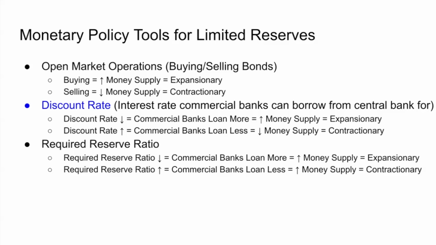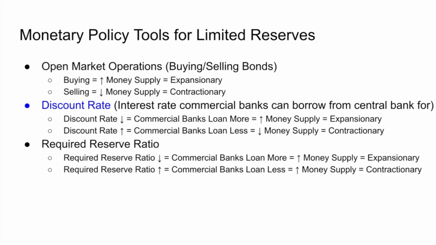So the money supply increasing would be expansionary monetary policy, whereas selling bonds would be contractionary. The discount rate is the interest rate that commercial banks can borrow from the central bank for. A commercial bank may have to borrow from the central bank if people want to withdraw more money than it has reserves. So the discount rate is essentially a penalty for commercial banks that do not have enough reserves.